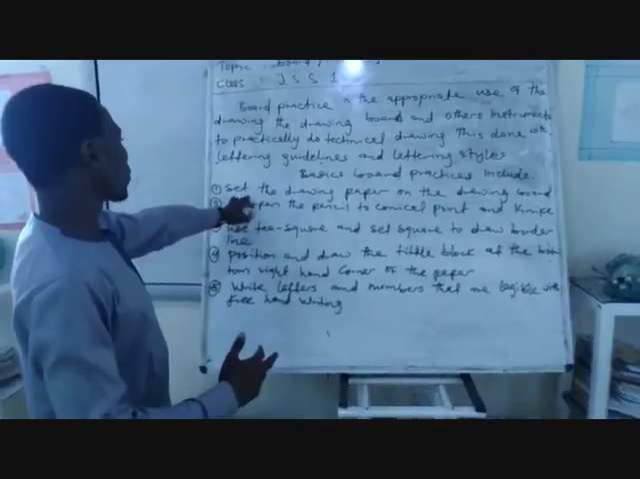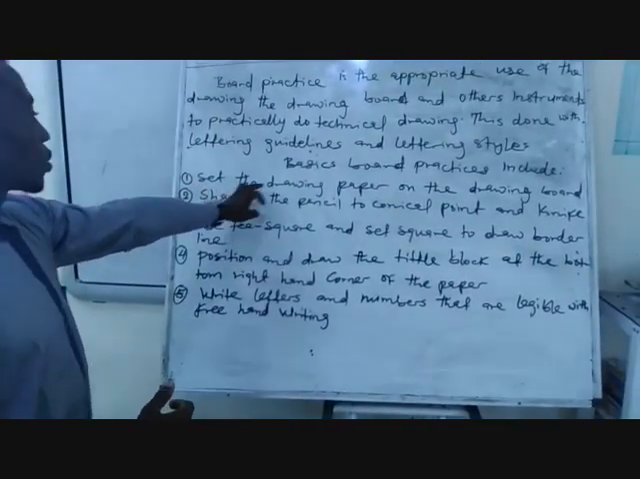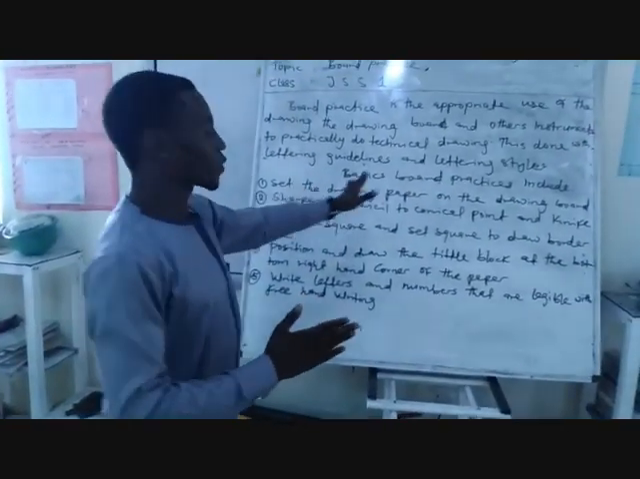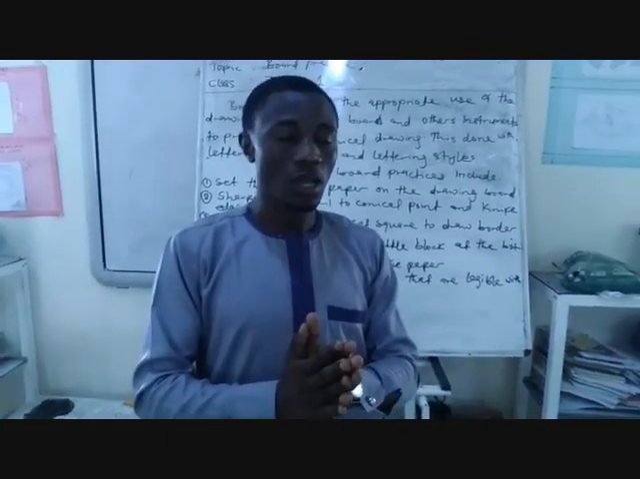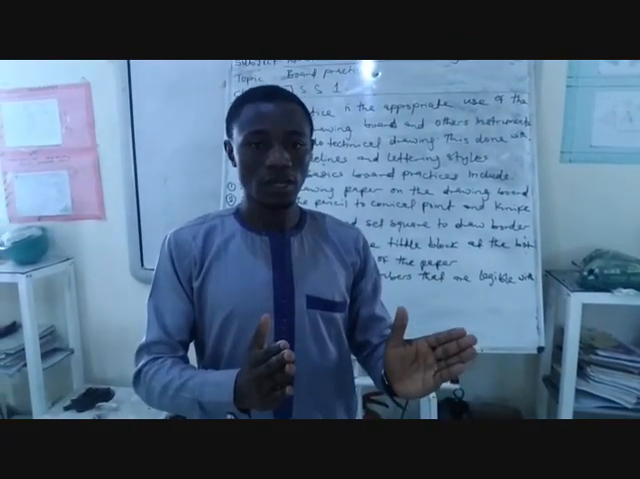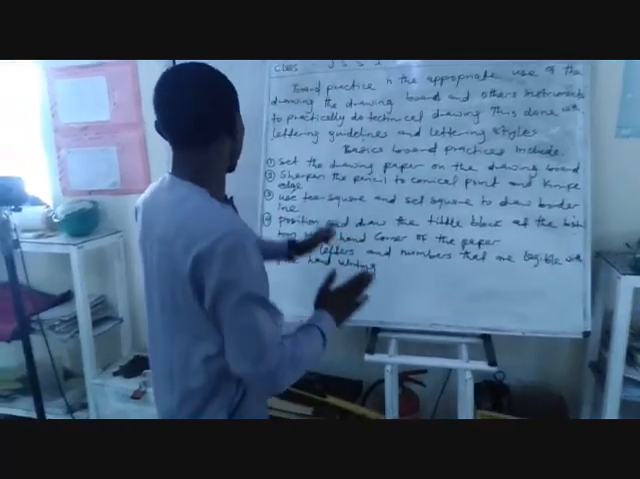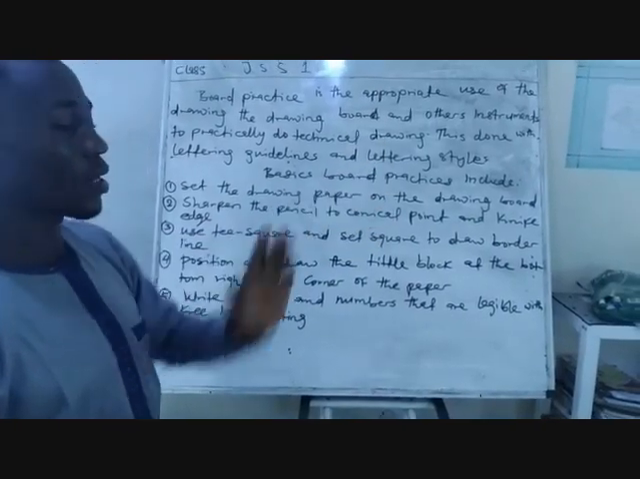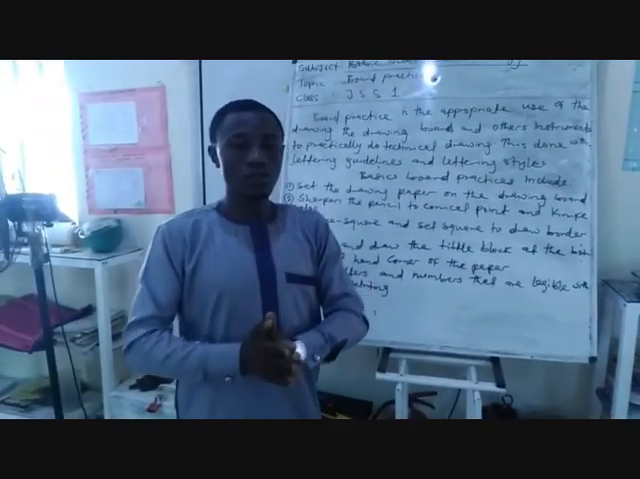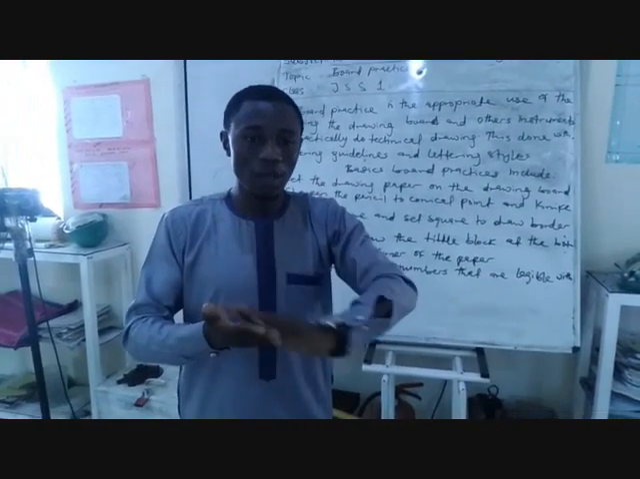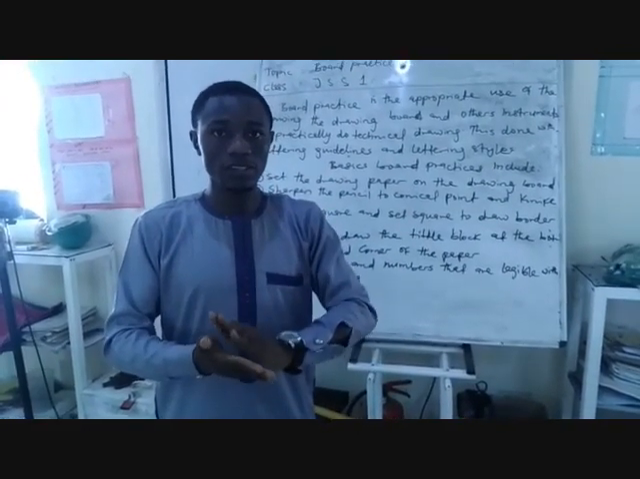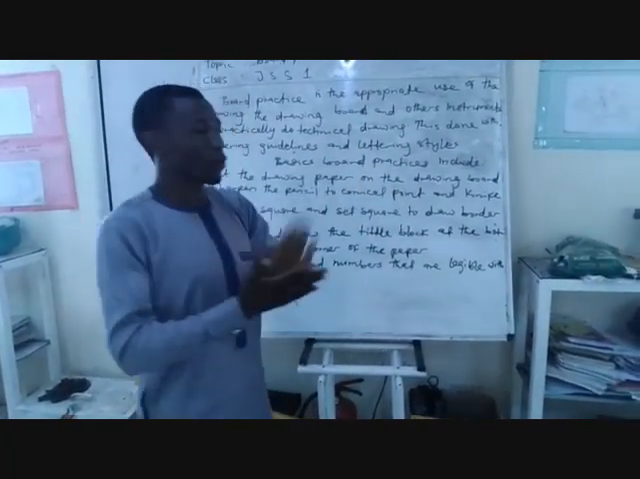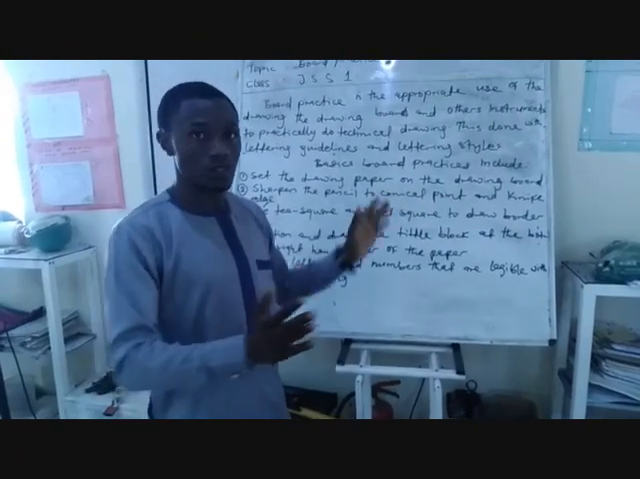Number one is to set the drawing paper on the drawing board. We are going to see how to do this. The second step is to sharpen the pencil to a conical point or knife point. Before you start your drawing, you need to sharpen your pencil. If you like, you can sharpen it to a conical point or knife point. We are going to see that later.